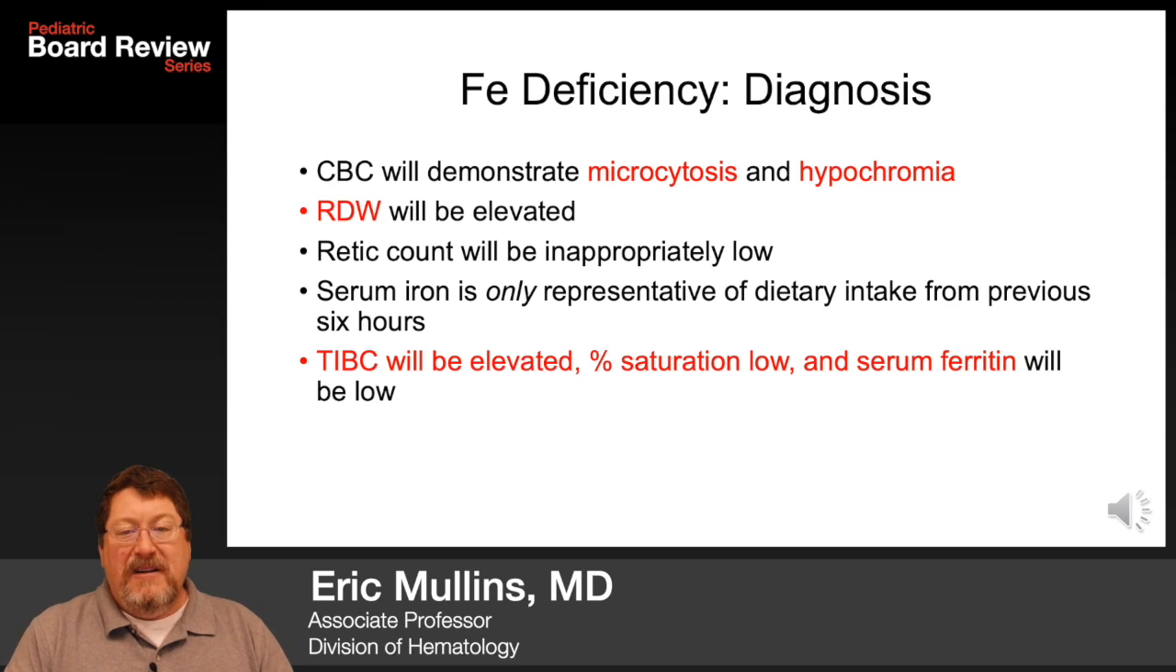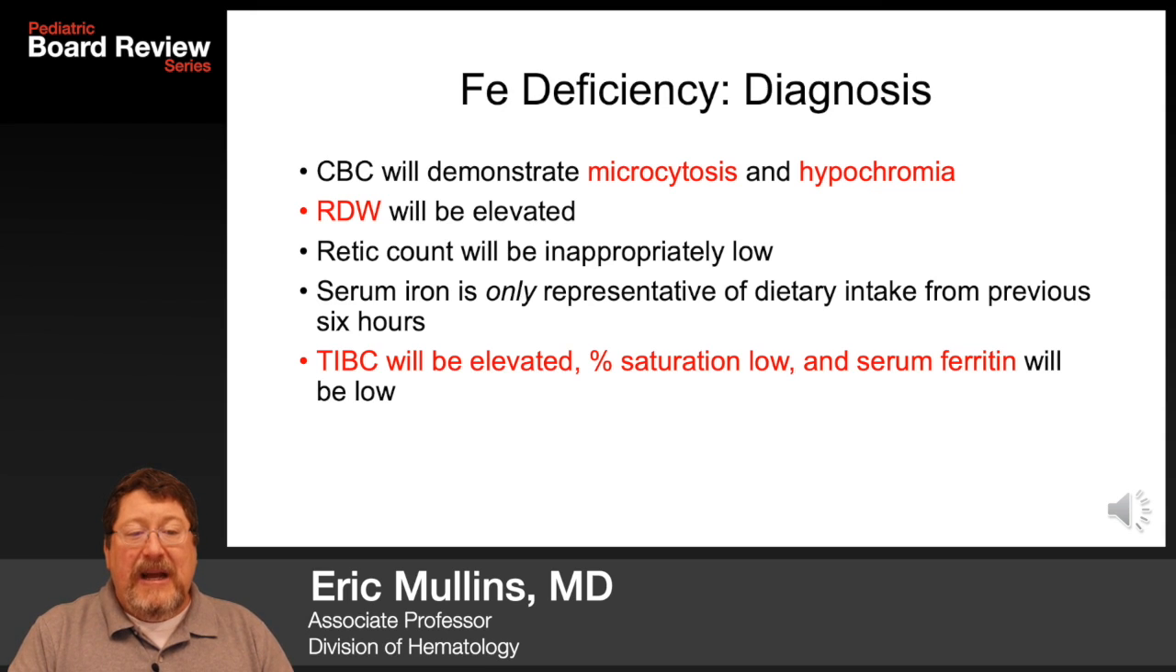So when you're thinking about iron deficiency in the diagnosis, the CBC will demonstrate both microcytosis, so a low MCV, and hypochromia, so a low MCHC. Additionally, the RDW will be elevated, and actually often quite highly elevated. The retic count will be inappropriately low, because you don't have any iron, you can't make any erythropoiesis, so you're not making red blood cells. Remember, and not to be misled, the serum iron is only an indicator of what you've had within the last 6 hours. It's not representative of your iron stores or general iron status.